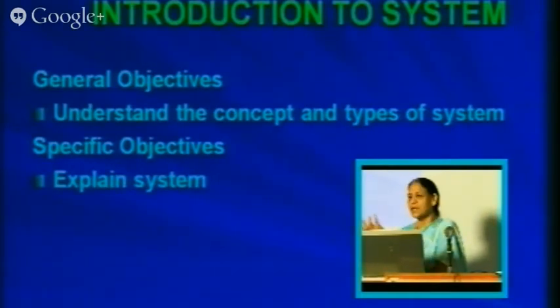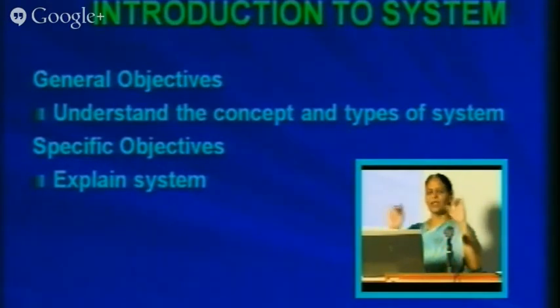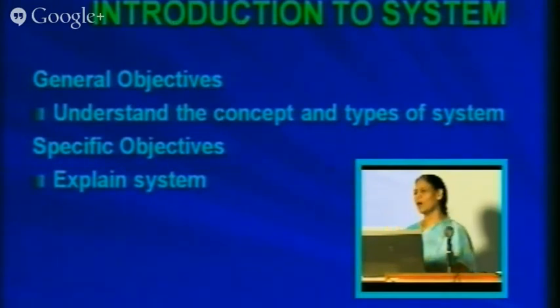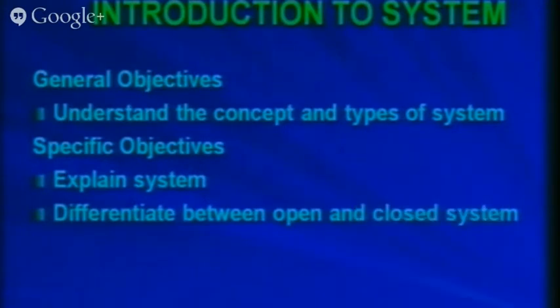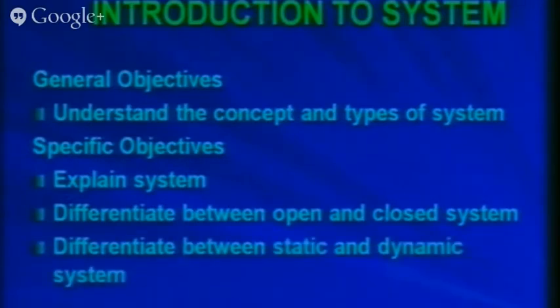When I say understand the concept, then the very first is explain the concept of system. What is it? So I expect that a student will be able to define system, elaborate on that definition, and give 1 or 2 examples of that system. Then differentiate between open and closed system. So again, I expect that a student will be able to give me 1 or 2 examples of open and closed system. Then differentiate between static and dynamic system. Then give examples of open and closed system, or give examples of static and dynamic system.